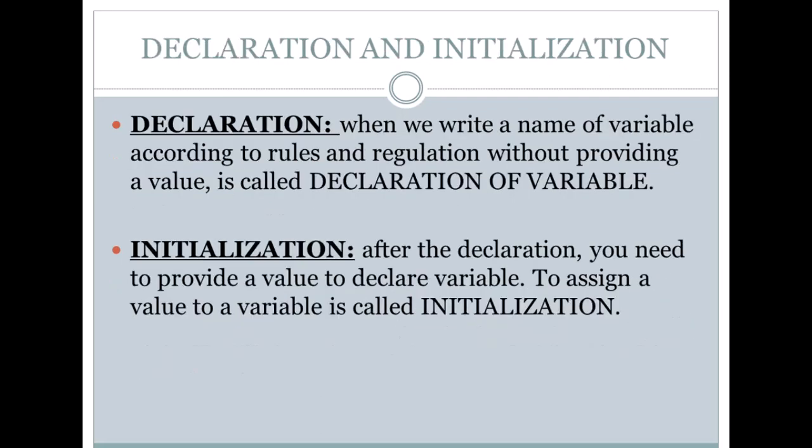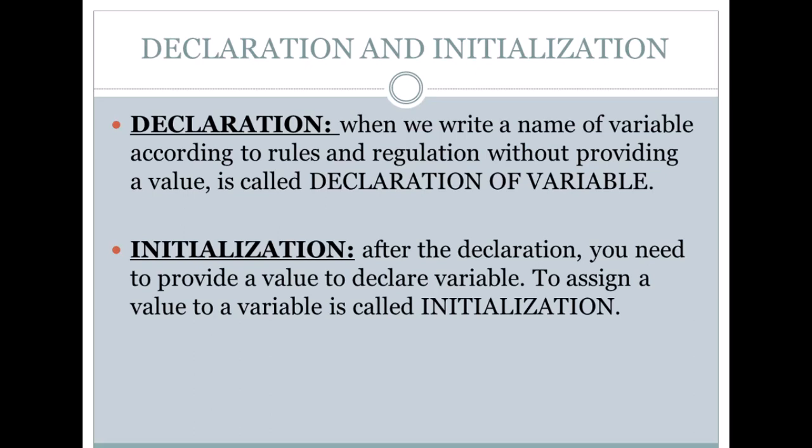Okay, we have declaration and initialization of variables. Declaration, when you write a name of variable according to rules and regulations without providing a value, is called declaration of variable. When you just say, okay, num1 without assigning any value, that's called declaration. You just declared a variable, but you're yet to give it a value. So if you want to print it, you're going to run into an error because there is no value.